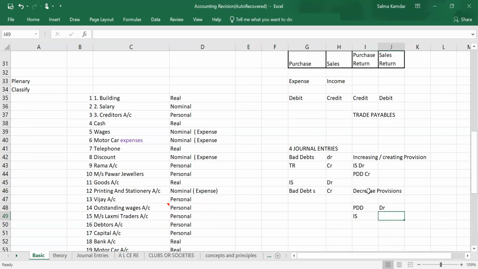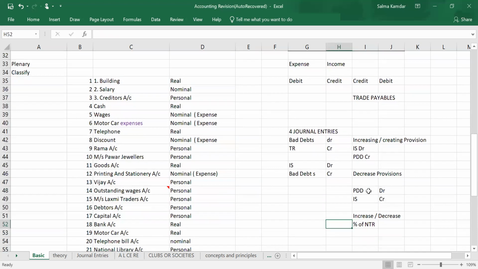Okay, very well. Can you all tell me one more thing? When I have to find out the increase or decrease in the provisions, what formula do I apply? You take 10% of the net trade receivables, right? Increase or decrease in the provisions is always calculated as a percentage of net trade receivables. Yes, you calculate provisions as a percentage of your net trade receivables, right?